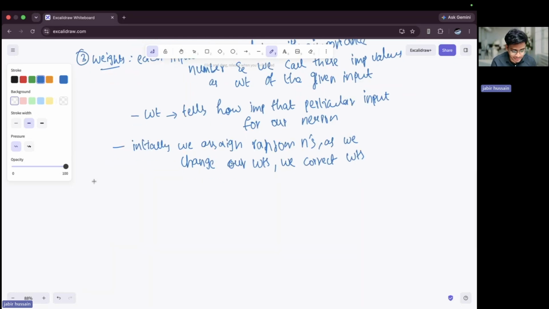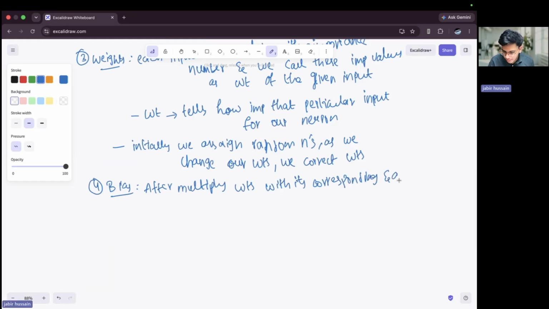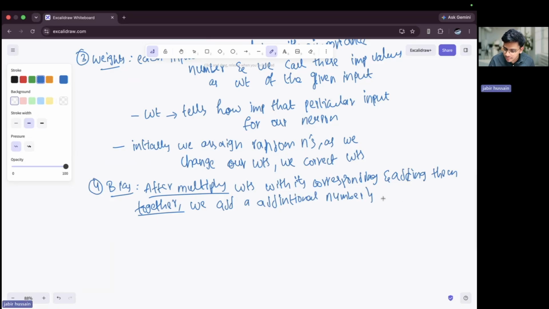Okay, the fourth definition is bias. So after multiplying weights with the corresponding inputs, and adding them together, after doing this first step, we add an additional number, and we call this additional number bias.